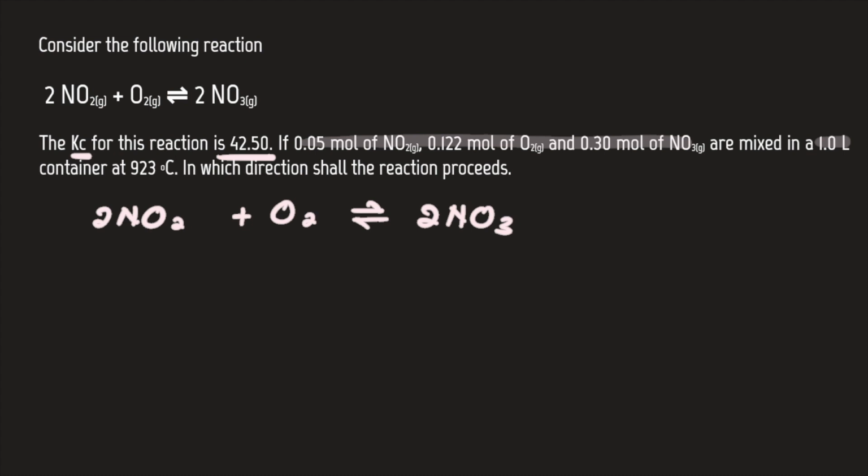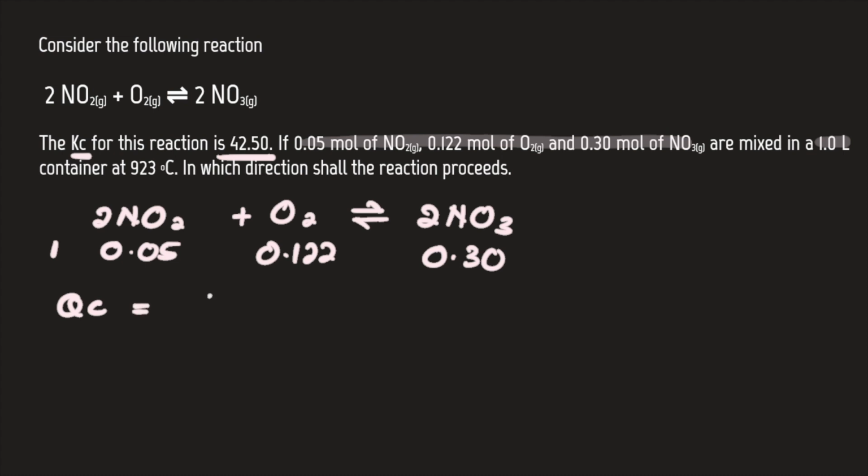Right? So now in the ICE diagram, you only have to fill in the initial. So the initial concentration is 0.05, and then 0.122, and lastly is 0.30, right?